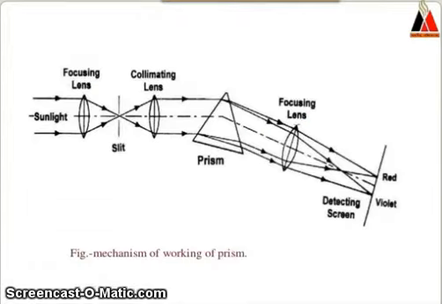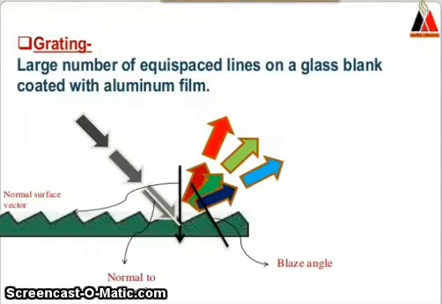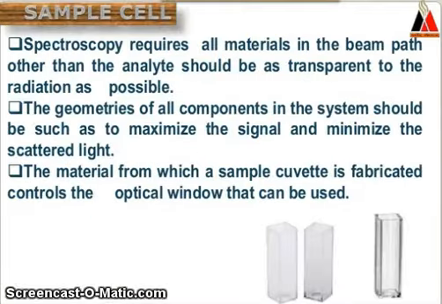You can see here sunlight, focusing lens, slit, collimating lens, prism, focusing lens, detecting screen, red, violet. This is the mechanism of working of a prism. Grating: a large number of equi-spaced lines on a glass blank coated with aluminum film. Blaze angle: normal to groove face, normal to surface.